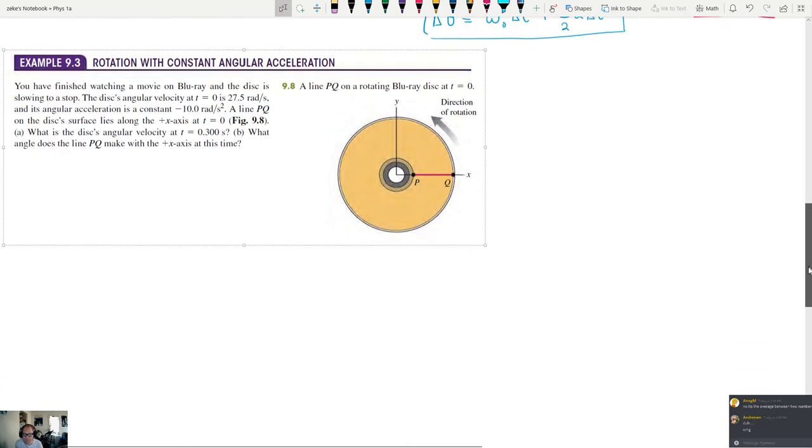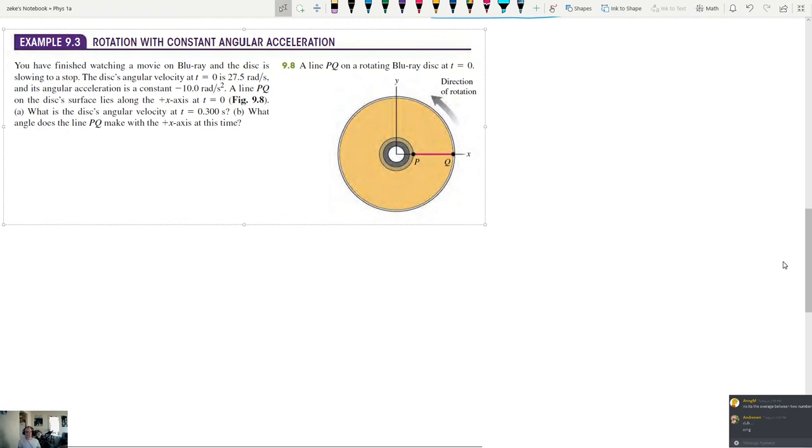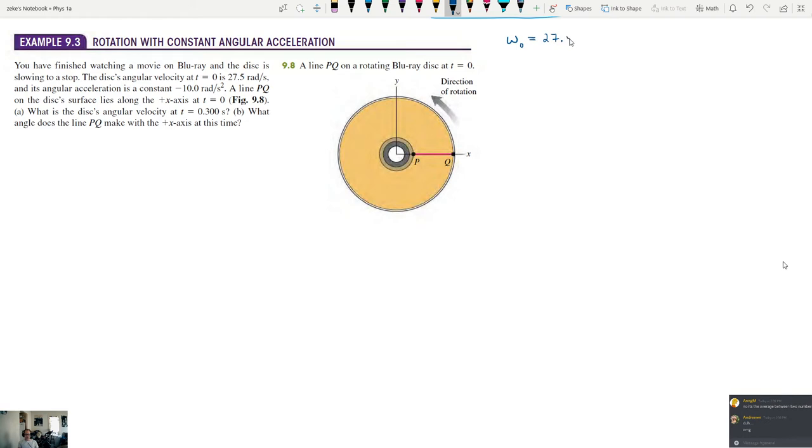So, here's the problem. It says, you finished watching a movie on Blu-ray, and the disc is slowing to a stop. The disc's angular velocity at t equal to 0 is 27.5 radians per second, so that's going to be our initial angular speed of 27.5 radians per second. And it says it's slowing down and its angular acceleration is constant. Alpha is equal to negative 10 radians per second squared.